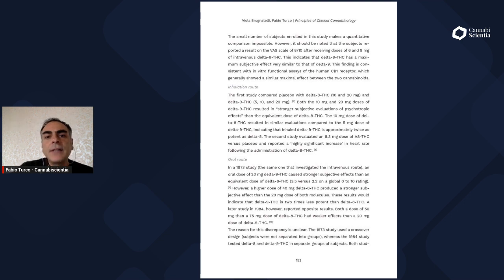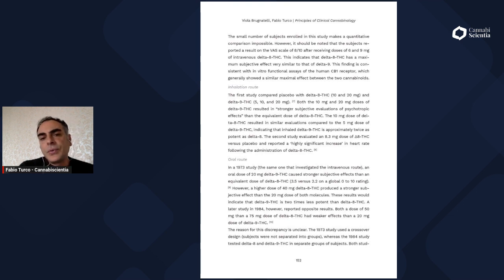This finding is consistent with in vitro functional assays on the human CB1 receptor, which generally showed a similar maximal effect between the two cannabinoids. So basically, when administered intravenously, Delta-8 and Delta-9-THC seem to have the same comparable effect. Maybe Delta-9-THC seems to be slightly stronger than Delta-8, but intravenously this difference is almost nonexistent.